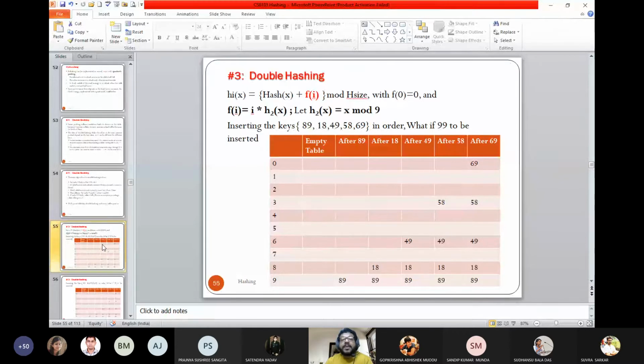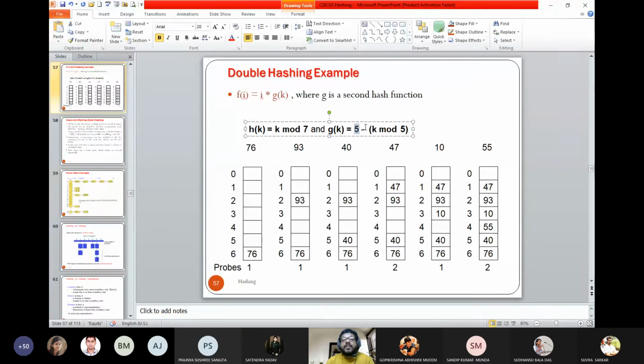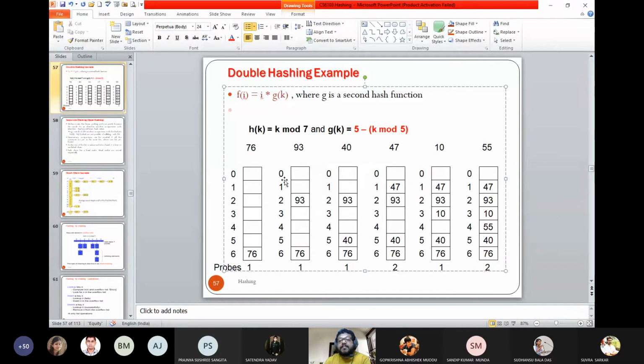Okay. Now we'll come to double hashing. In the case of double hashing, this is another example. Here we are using a second hash function. The h(k) will be k mod 7 and g(k) will be 5 minus k mod 7. And you may ask how it is to be decided. These are actually findings: whenever people are designing a collision resolution technique, they design the second hash function based sometimes on experience or sometimes by using basic properties.